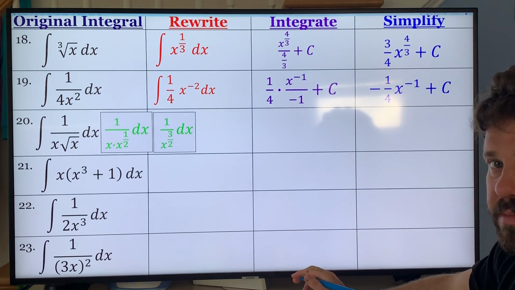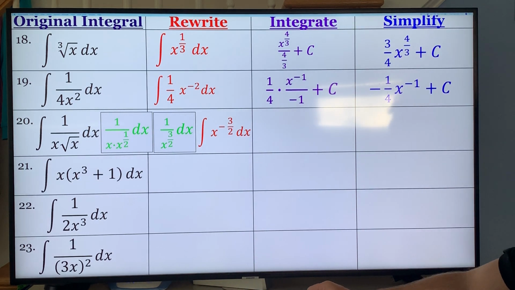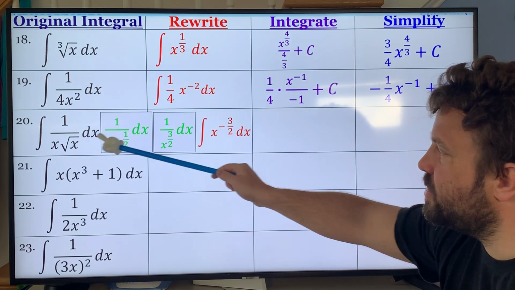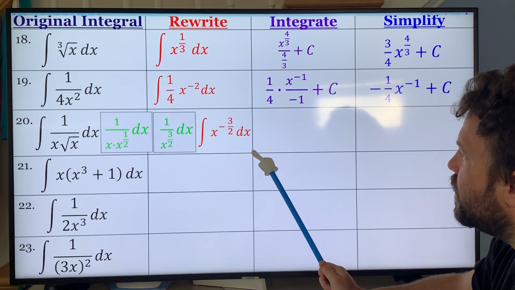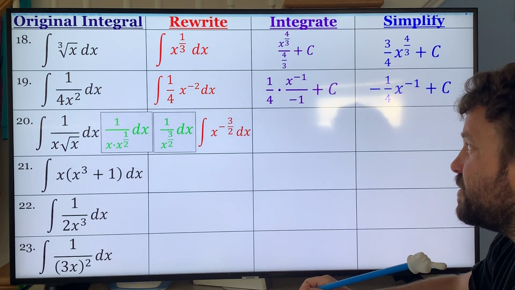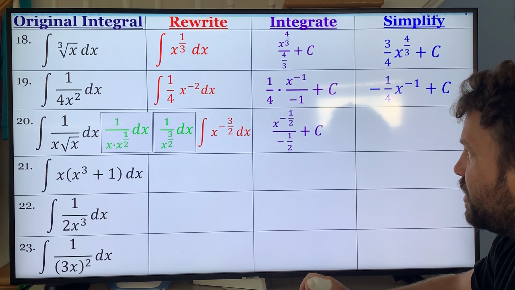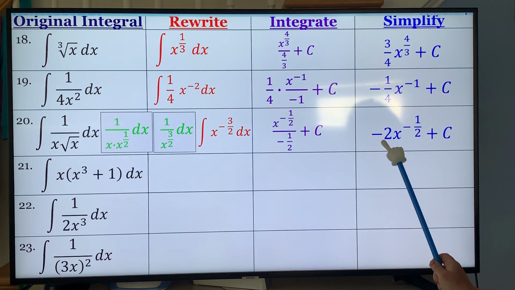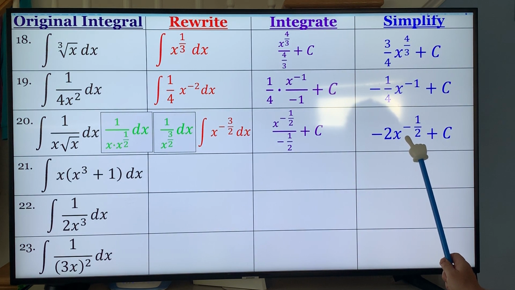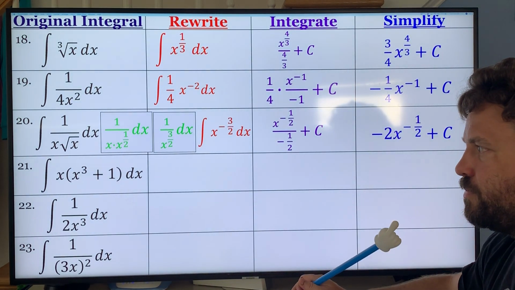How can I rewrite this? Since it's in the denominator, it's x to the negative 3/2. All right? So all I did was rewrite this piece and get that. Negative 3/2 plus 1, negative 3/2 plus 2 over 2 is negative 1/2. Reciprocate that, you get 2 over 1, or a 2. Negative 2, x to the negative 1/2 plus c. Negative 2, x over square root of x plus c is also correct.